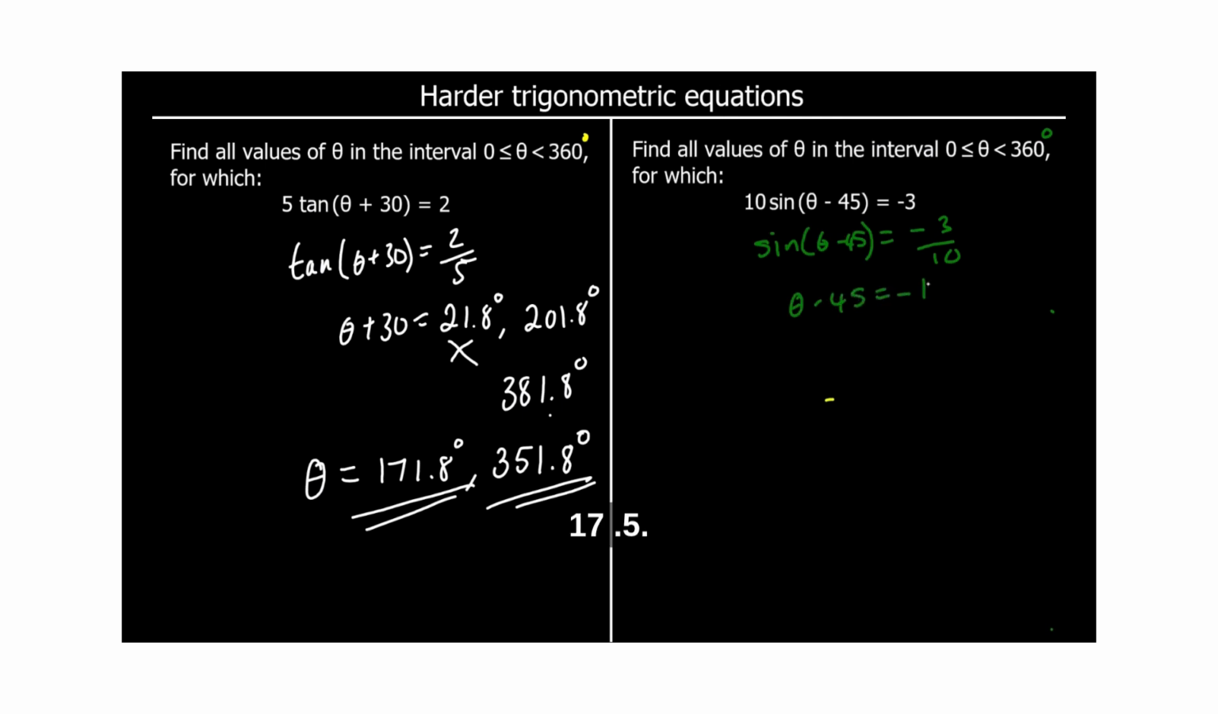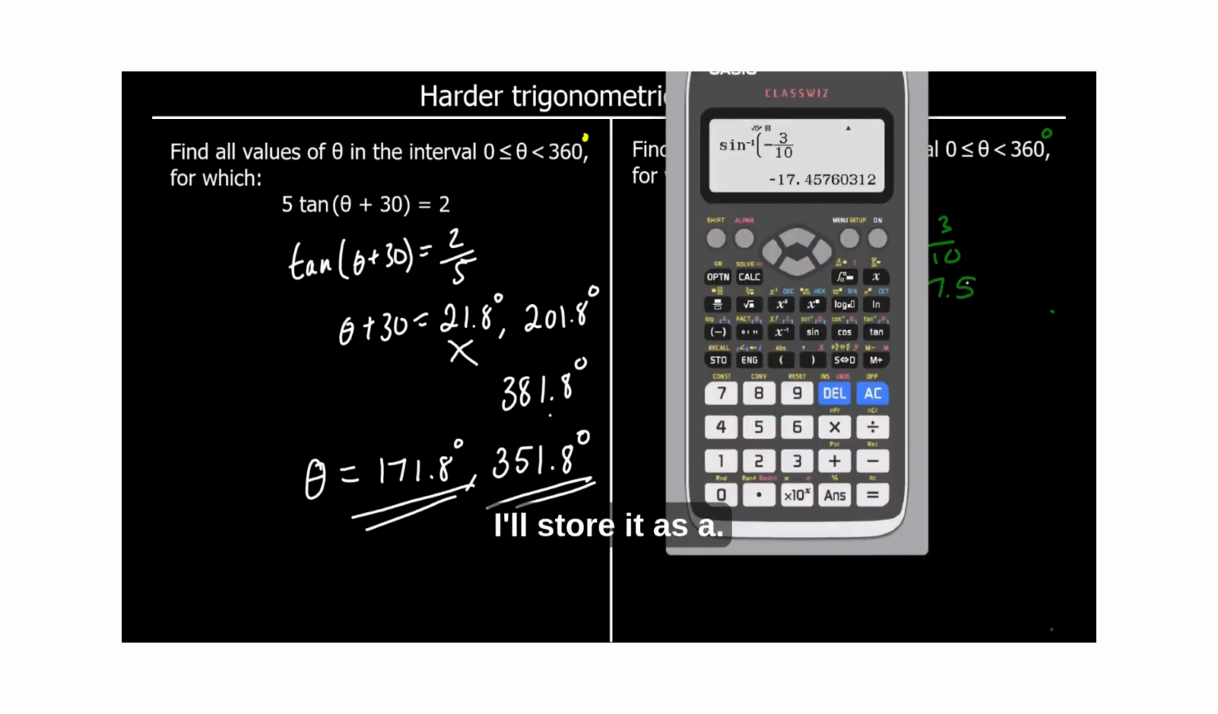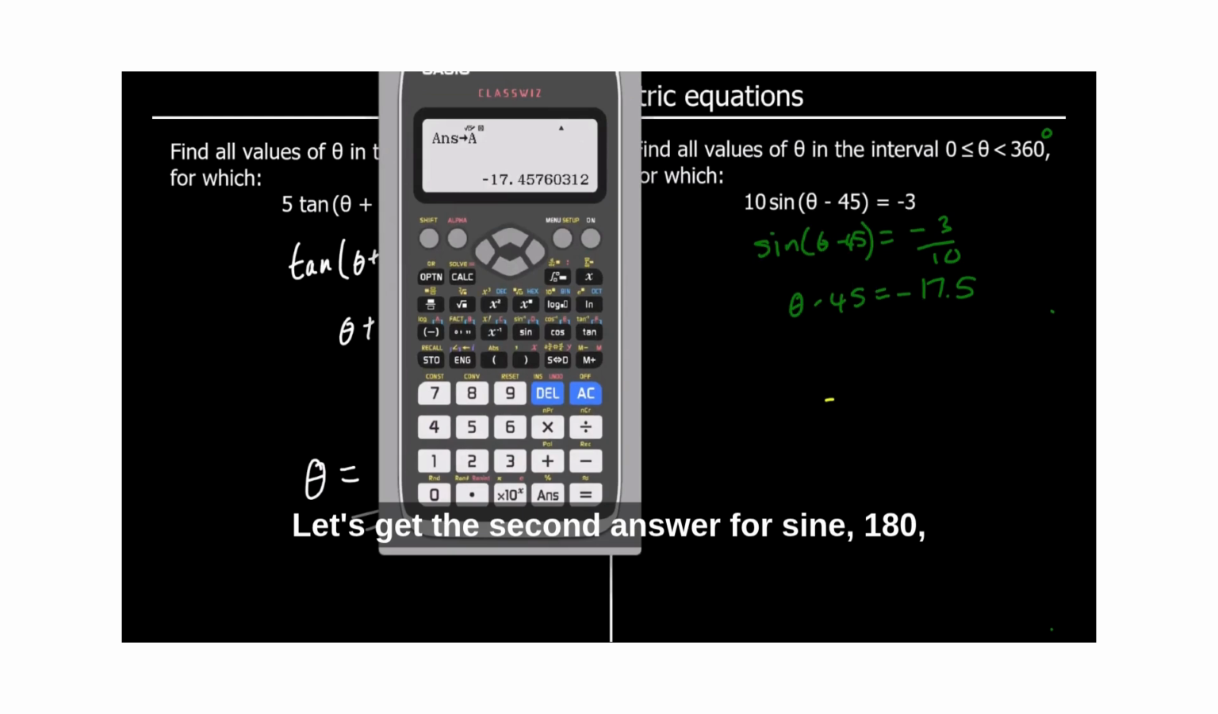It's -17.5. That's our first answer. I'll store it as A. Let's get the second answer for sine: 180 minus the first answer, 197.5.